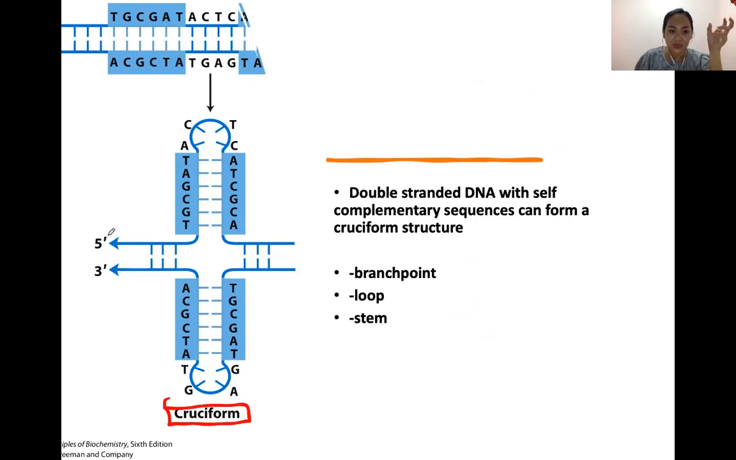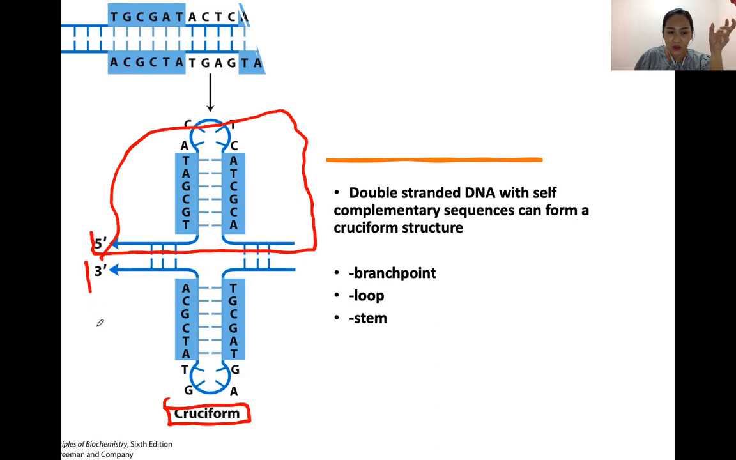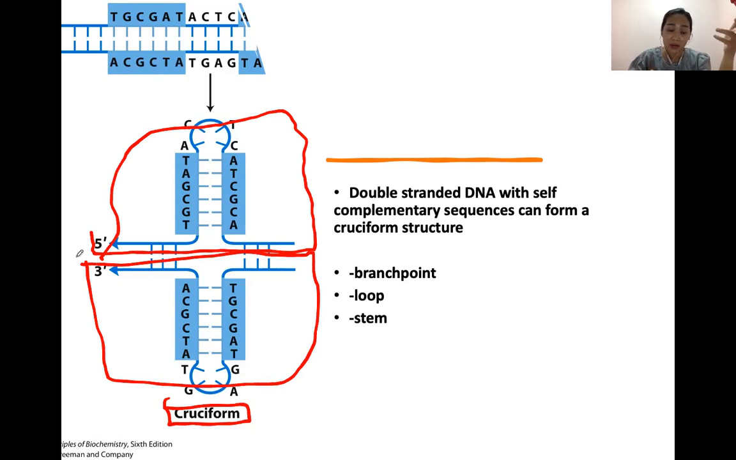Okay, so this one is the strand that runs in a 5' to 3' direction that formed a hairpin. And then this one is the opposite strand that runs in a 5' to 3' direction. But since there's complementary base pairing of this pair of strands, the other strand can also have a hairpin structure and then form a cruciform. So it's like a cross.